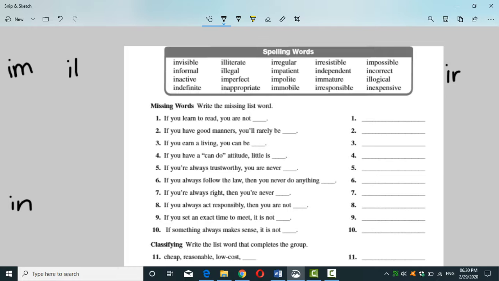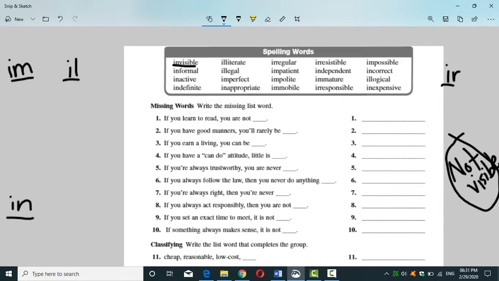Now, the IN prefix is usually followed by letters that start with either M or others. In actual sense, all of these prefixes mean the opposite, or no, or not. For example, if I have the word invisible, it means not visible, which means not seen.